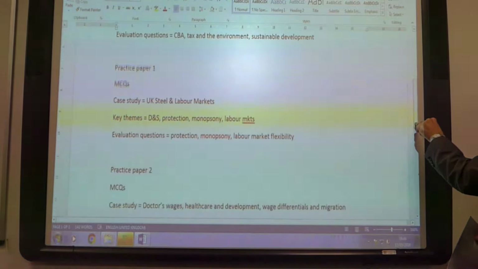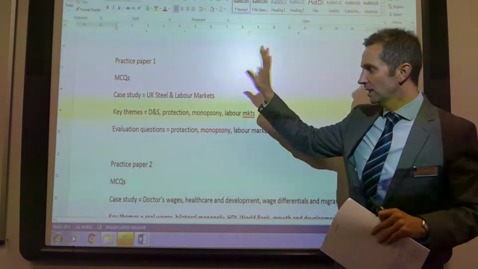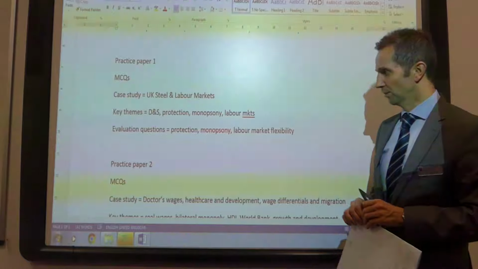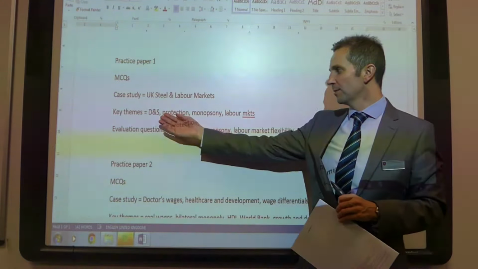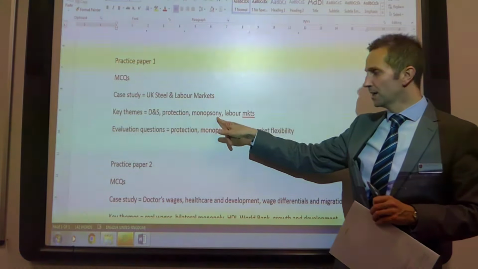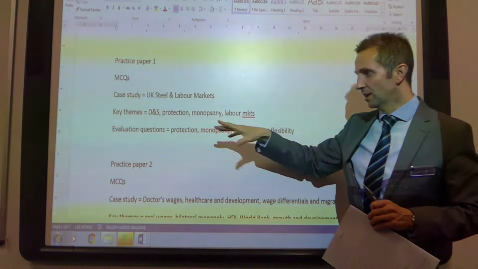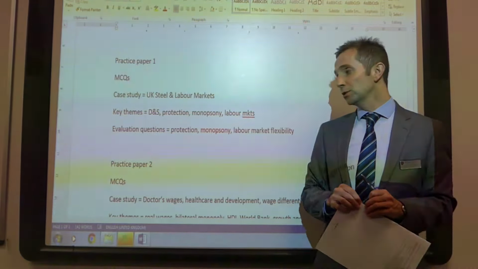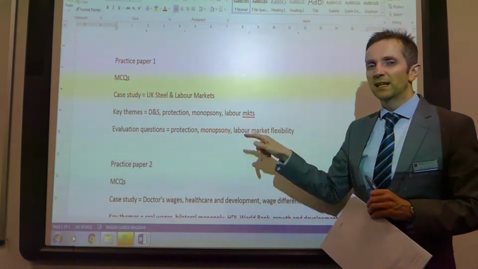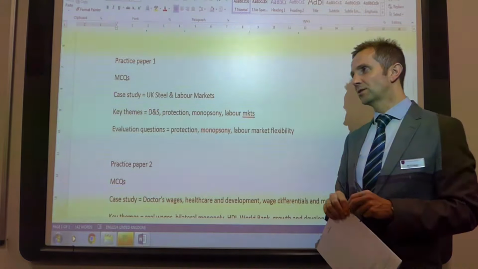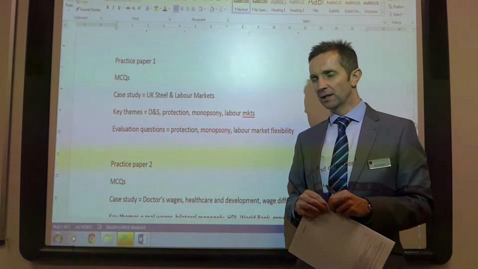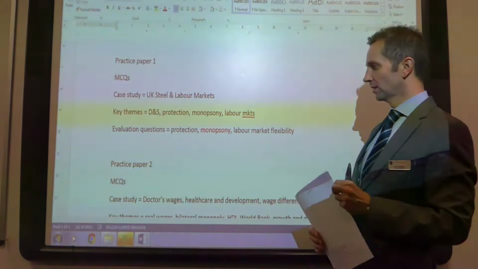Practice paper 1 then, presented with a case study on UK steel and labour markets. It's a bit of an odd paper, I thought, this one. But the key themes were demand and supply, protectionism, and nice to see a little bit of monopsony and labour market theory, labour markets in a more general sense. And then the evaluation questions were, again, protectionism, monopsony, and making labour markets more flexible. That's a big theme, isn't it, in the A-level specification. So really important that you know your labour markets inside out, back to front, upside down, etc.